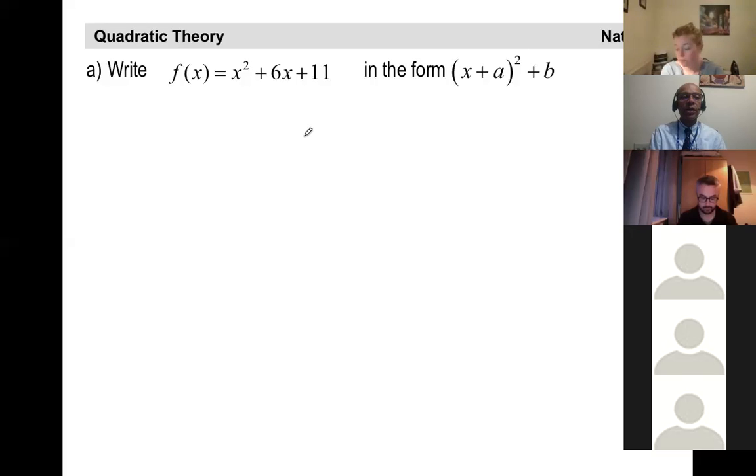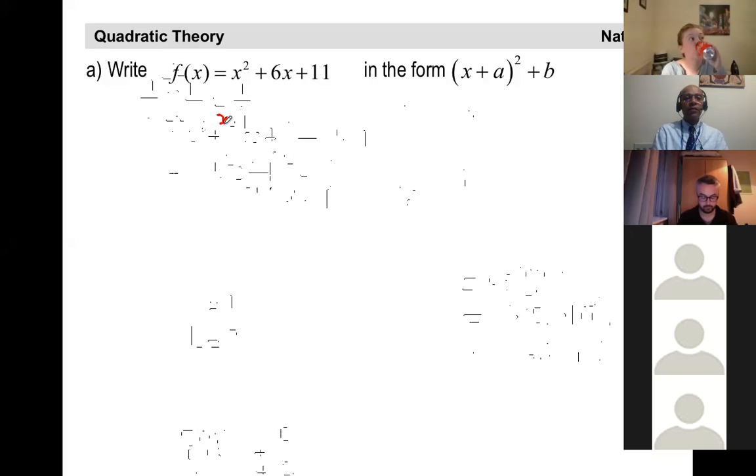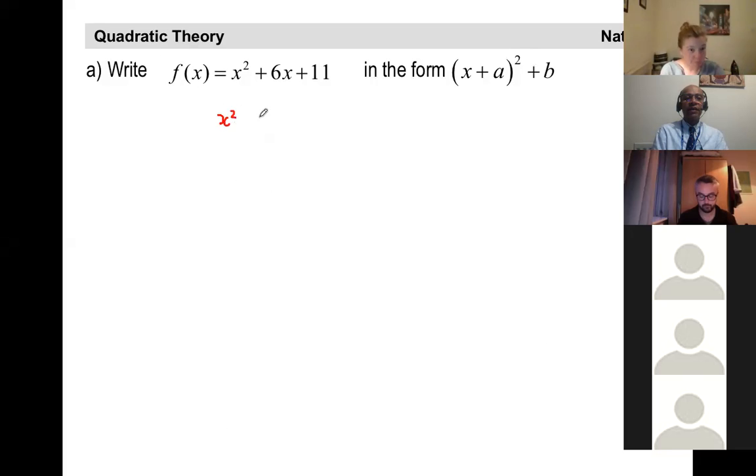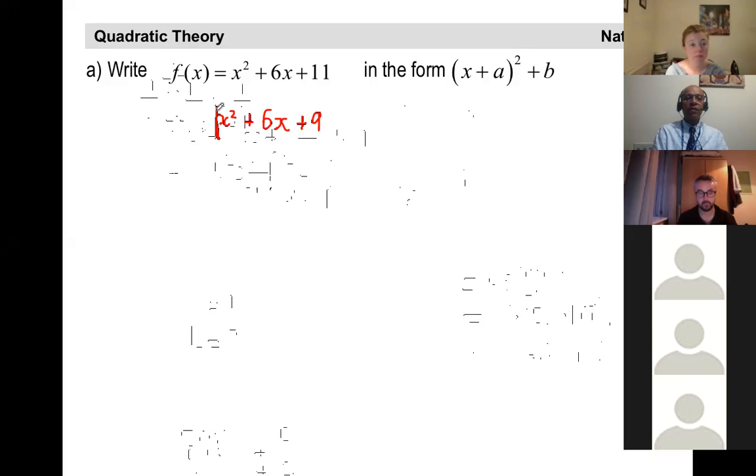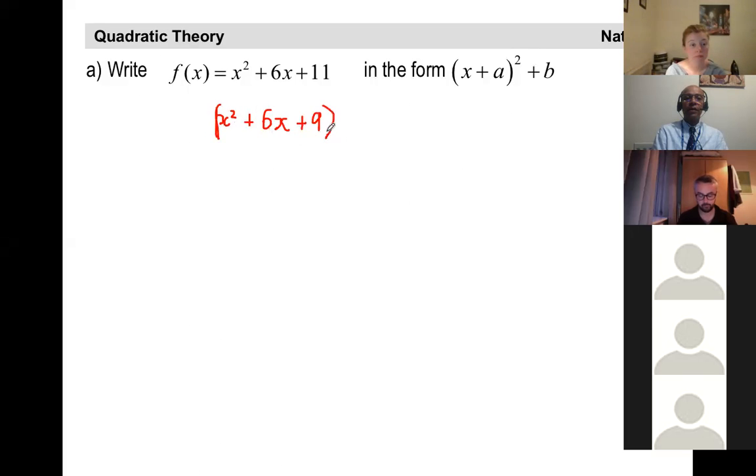Okay, so in this case here, I'm looking at x squared plus 6x. I'm going to half the 6 and square it. So what's half of 6? 3. Square 3 is 9. Okay, so that's my first part. Plus 11, but because I've added a 9, I need to take it away.